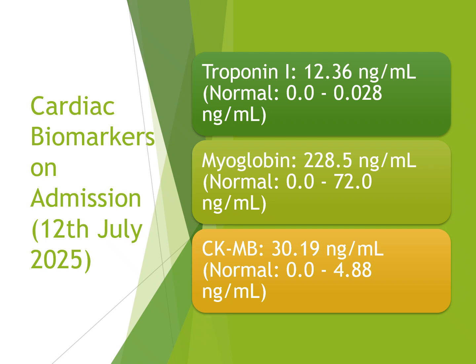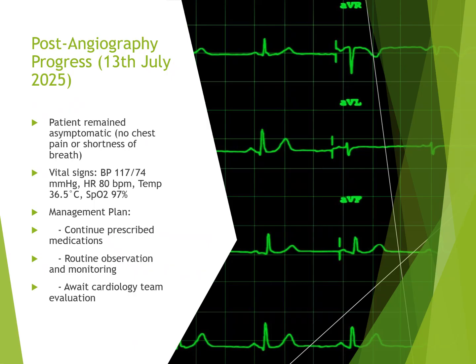Cardiac biomarkers on admission were markedly elevated, with troponin I being 12.36, while normal should be between 0 to 0.028, myoglobin being 228, while normal should be 0 to 72, and CKMB being 30.19 when normal is between 0 to 4.8. These elevated markers confirmed acute myocardial injury and helped guide the urgency and intensity of the treatment.